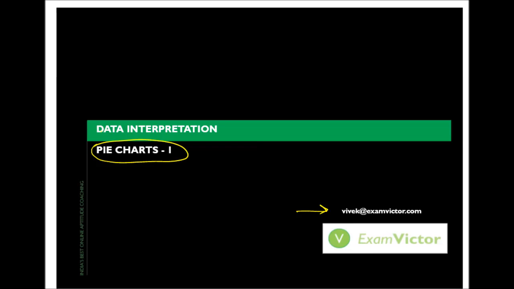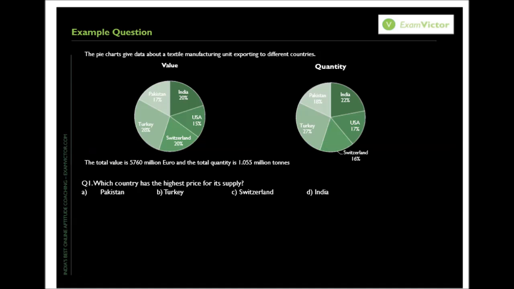In this session, I'd like to look at pie charts in the data interpretation section. So here is an example of a typical pie chart question. If I remember right, I think this is a CAT 2004 question. So you have two pies here. This is a way where what each slice of the pie really represents is the percentage of the total.